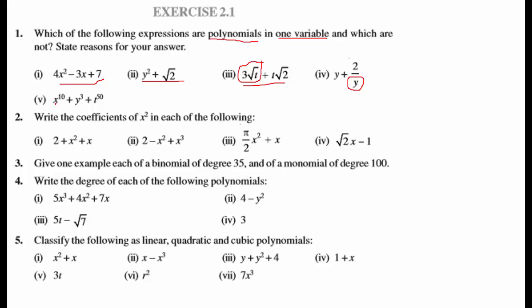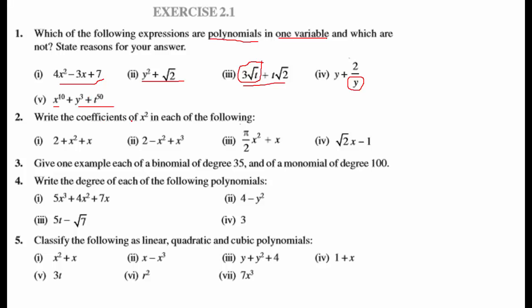And fifth is x raised to power 10 plus y raised to power 3 plus t raised to power 50. Now this satisfies the conditions for polynomial, but this is not in one variable because here we are using three variables, that is x, y and t. So this is a polynomial in three variables.